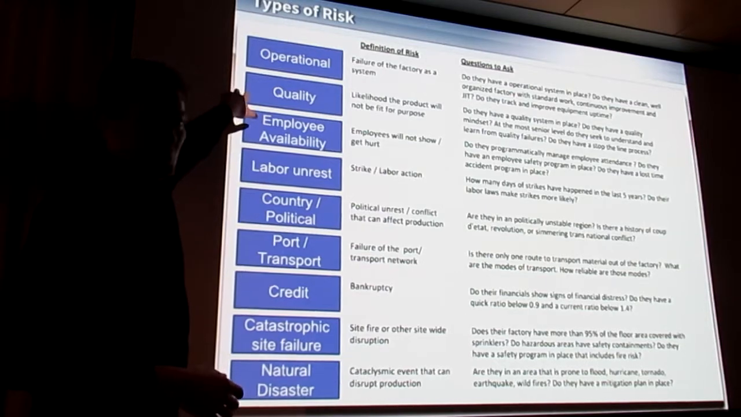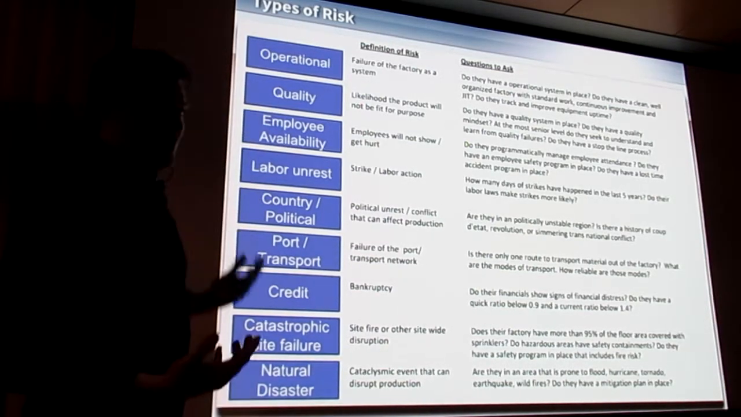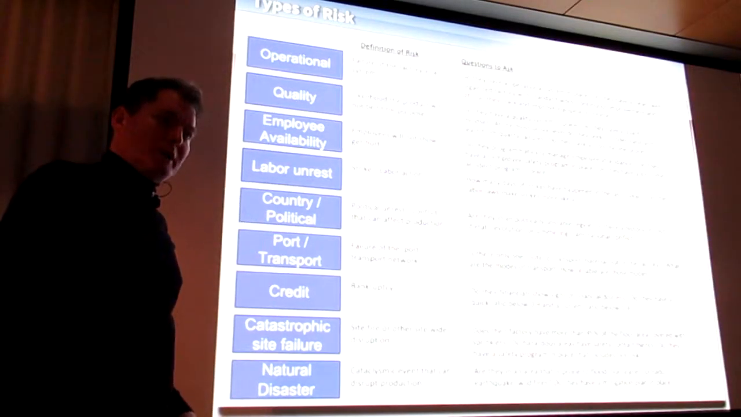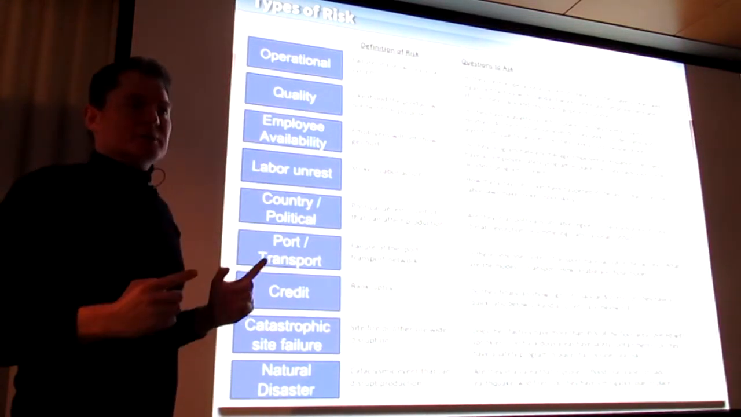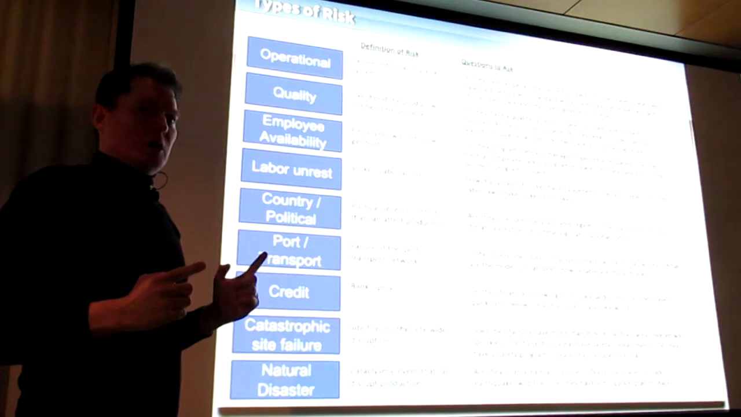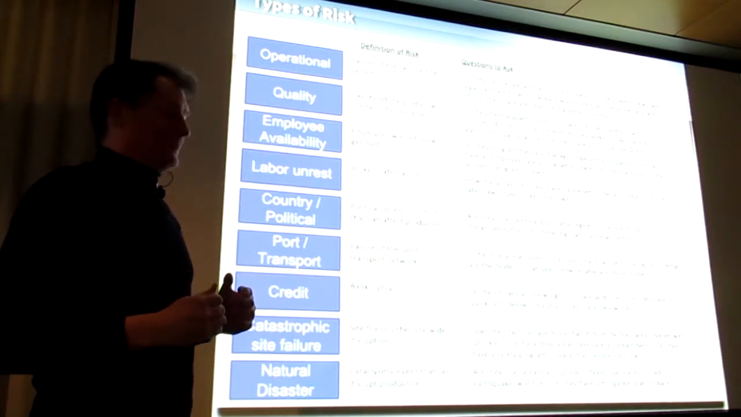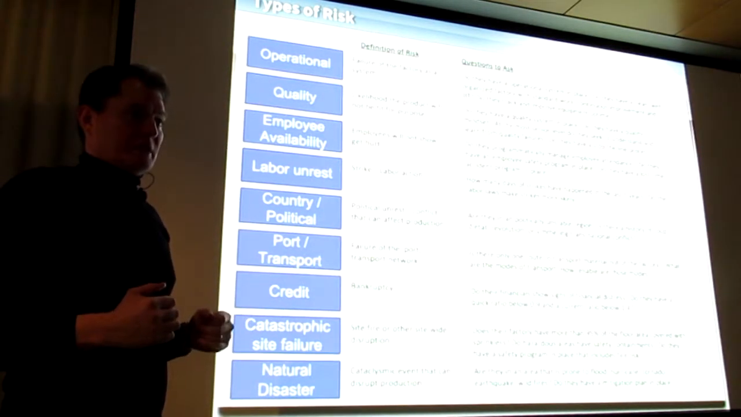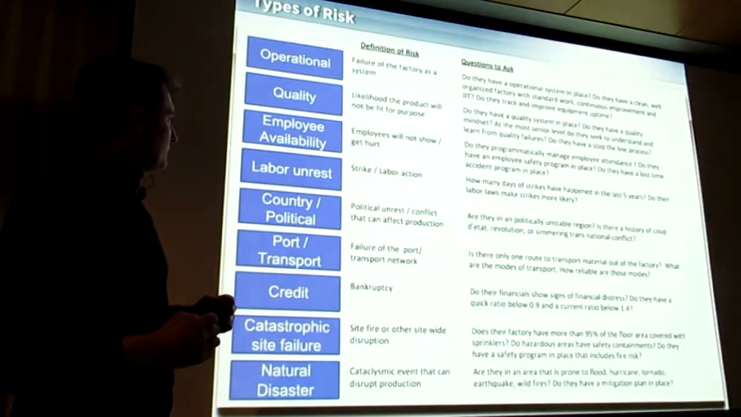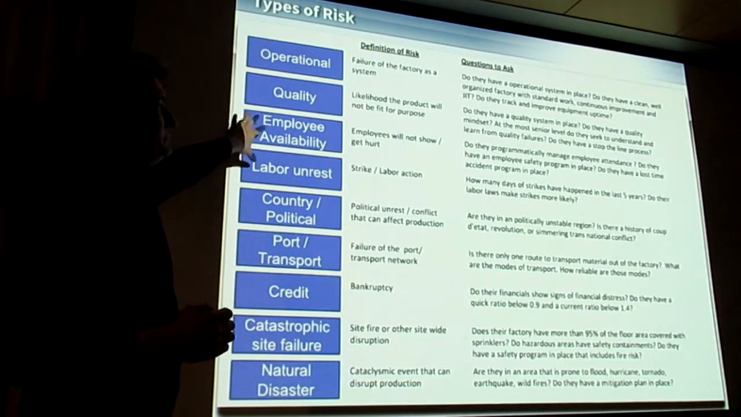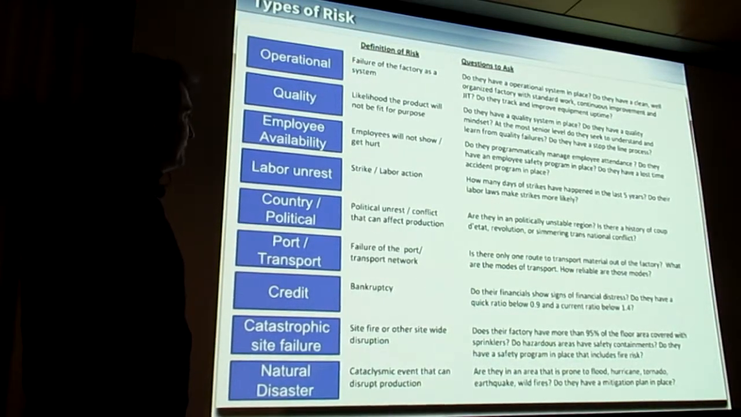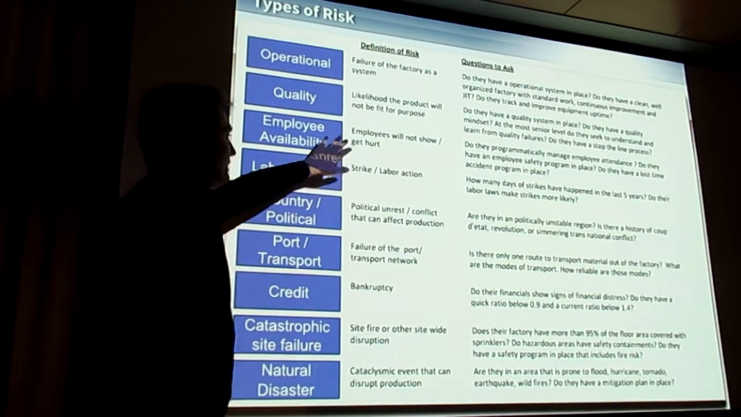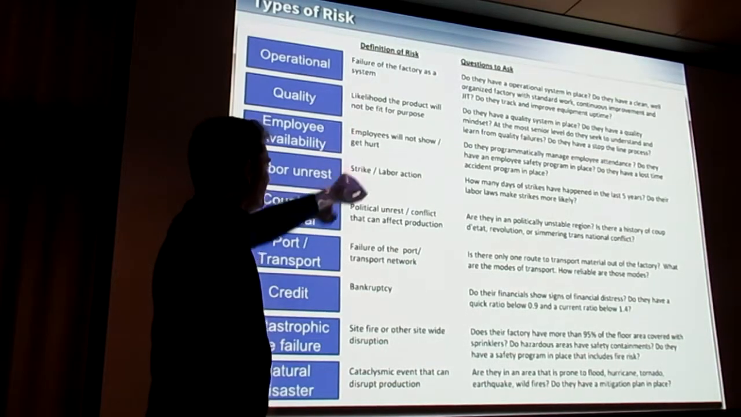I look to see if they've got a quality system in place. Do they have a quality mindset? Is the CEO a quality-oriented individual? Quality is one of those things that rots from the top down. If the CEO does not have a quality mindset, then you can be damn sure that you're going to get junk out of the factory. Employee availability: do they have an employee safety program? Do they have a lost accident program in place? You want to make sure that the employees will not get hurt.